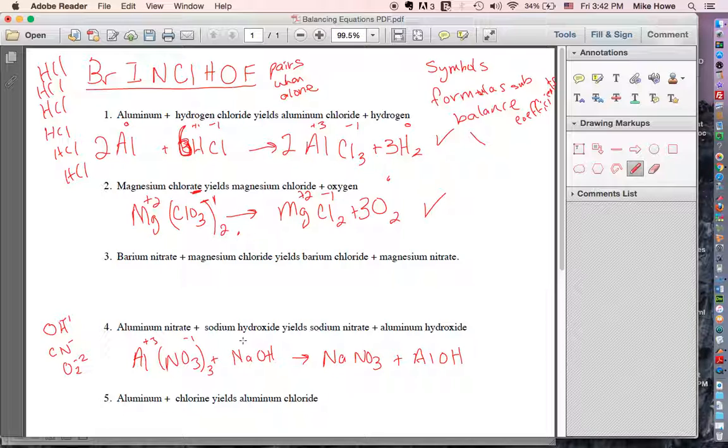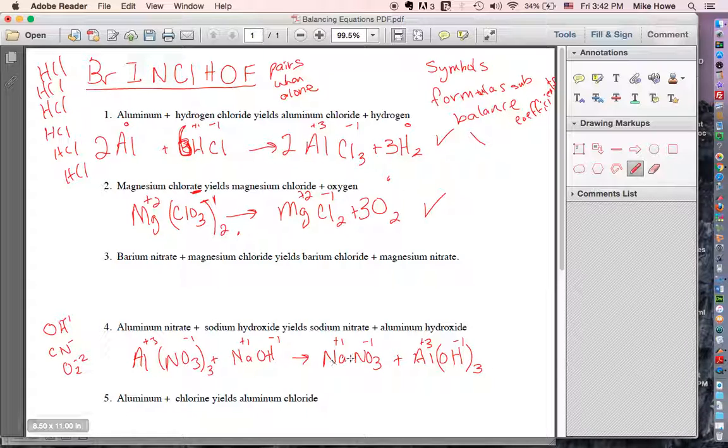Okay, sodium hydroxide, Na is +1, hydroxide is -1. So your formula is good. Na is +1, nitrate's -1, so that formula is good. Al is +3, hydroxide's -1. That formula is not good. So I have to have 3 1s to match a 3, so I'm going to put a parentheses around it and then put a 3 outside the parentheses, because the 3 needs to apply to both the O and the H, because together they make hydroxide. Now we have the formulas done correctly using subscripts. Ready to balance.